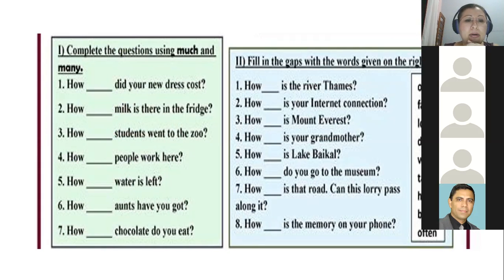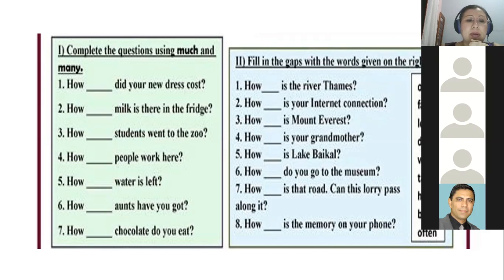Okay, how many students went to the zoo? How many. Yes, because we can count the number of students that went to the zoo. Then, how many people work here? Much or many? Many. How many? Because we can count the people, right?